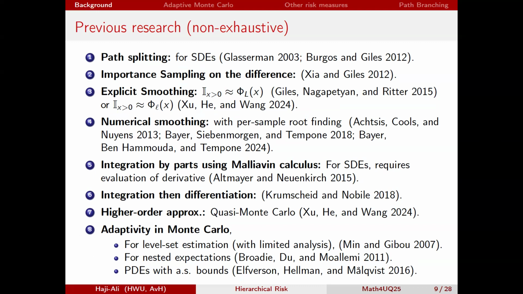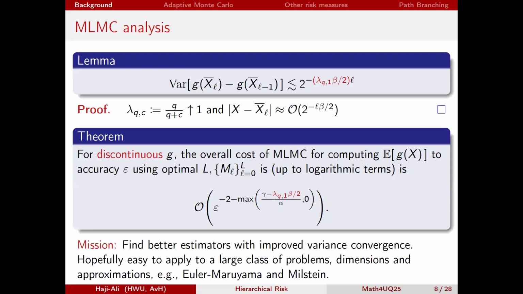But these are the methods that I've encountered. So there's path splitting, and this only works for SDEs. Oh, I should say the method that I would like should be easy to apply and applies to a large class of problems and for any dimension and hopefully for any approximation. That's the ideal method, so that I can just apply it as easily as I can apply Monte Carlo and get the better improvement.